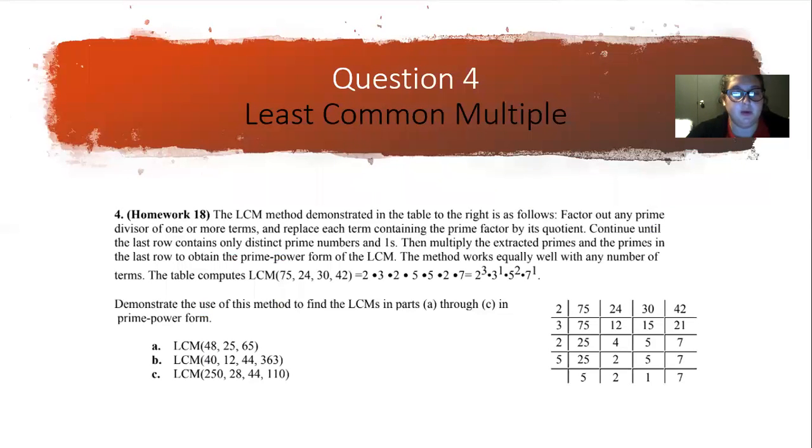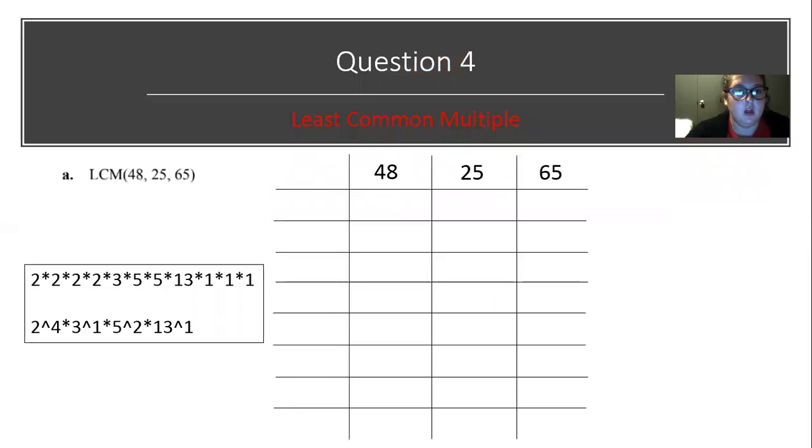Least common multiple for question 4. So we're going to look at this chart, okay? We're going to start with 48, 25, and 65. If we can do 2 into all of these numbers, 48 divided by 2 is going to give us 12. And 2 is not divisible into 25, so we're going to write 25 again because it just can't go into it. We're just going to bring it on down, and the same with 65.